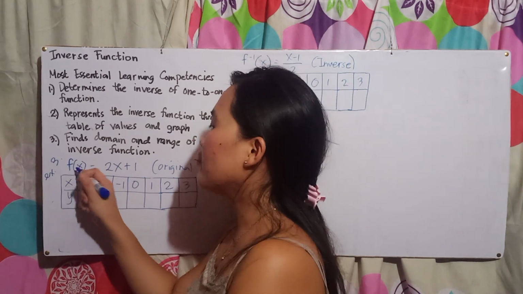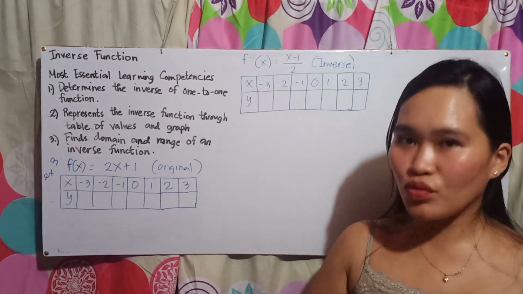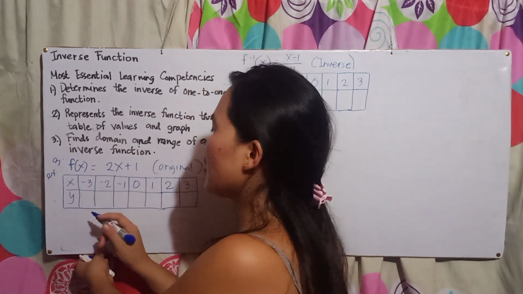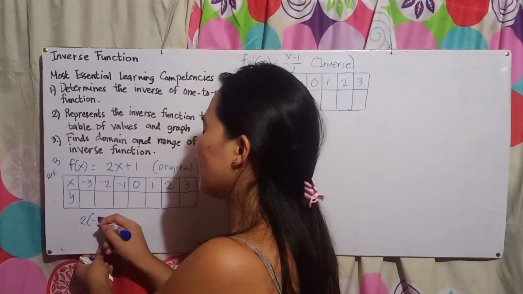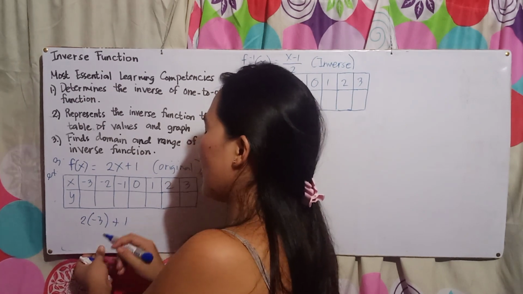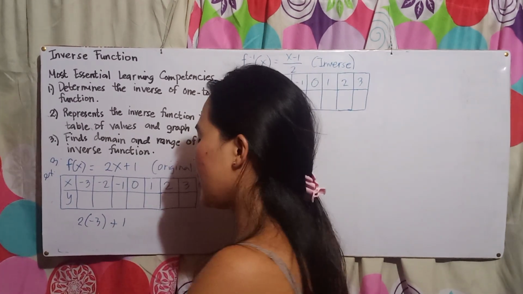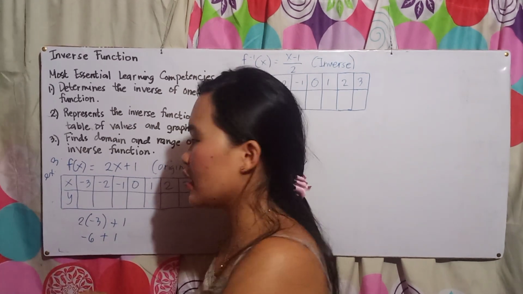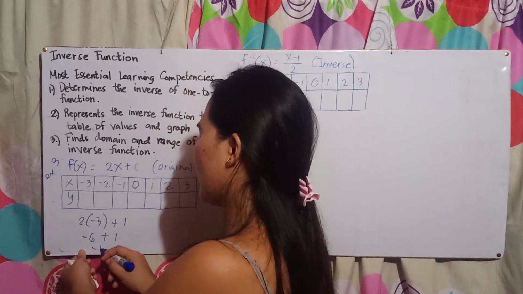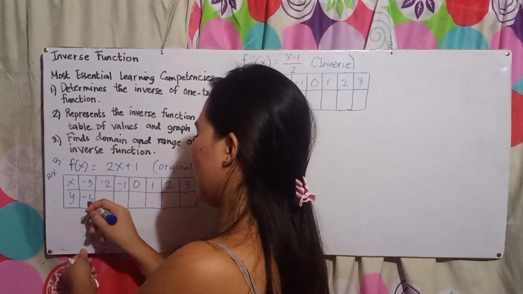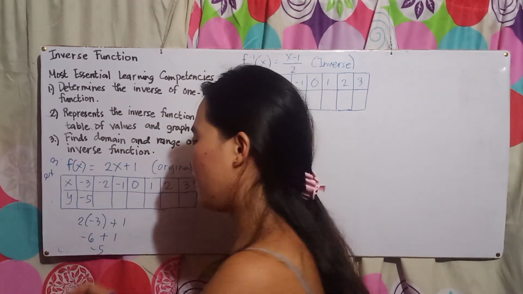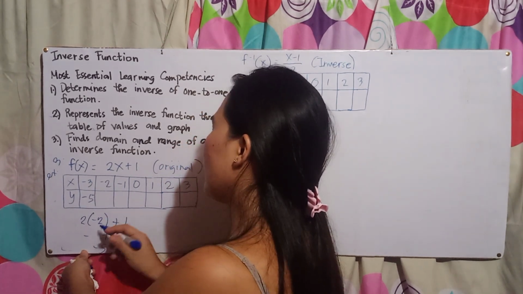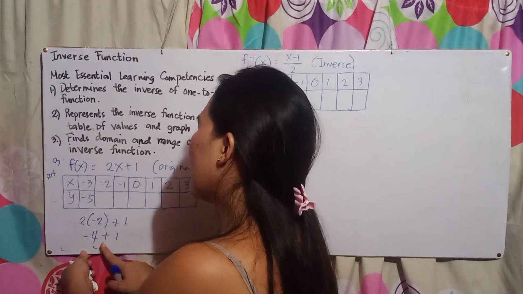Okay, so the given function is f of x equals 2x plus 1. If the given value of x is negative 3, it becomes 2 times negative 3 plus 1. 2 times negative 3 is negative 6, plus 1 becomes negative 5. So, negative 5. Next, negative 2. If x is negative 2, it becomes 2 times negative 2, which is negative 4, plus 1.